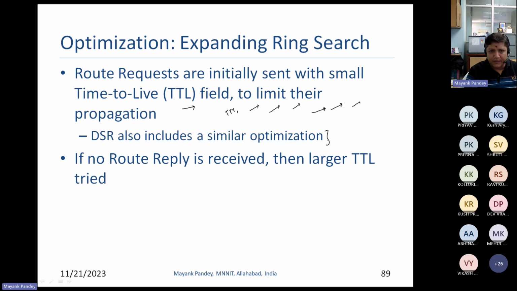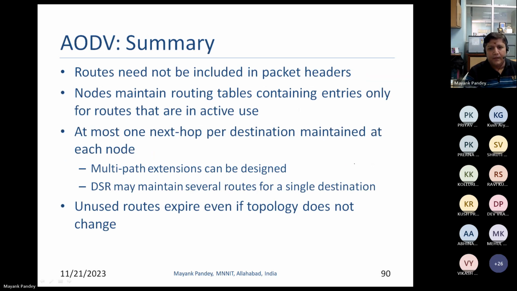And we can do the same optimization in DSR also. If no route reply is received, then we can increment the time to live field for the next round. As a summary, routes are not included in the packet headers. Node maintains routing table containing entries only for routes that are in active use. At most one next hop per destination maintained at each node. Unused routes expire even if topology does not change. We just have to maintain the active routes.